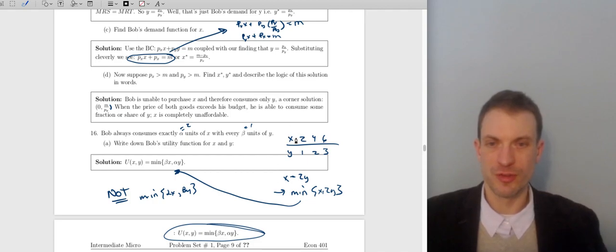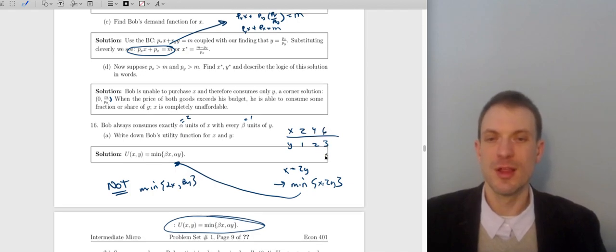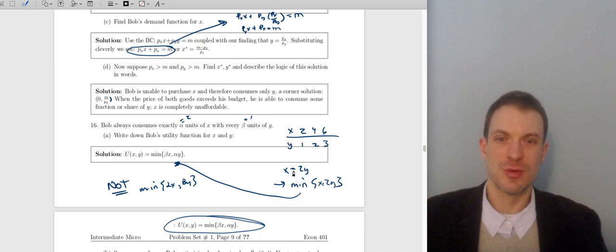Let's list all the bundles that Bob would find acceptable. Literally 2 cookies, 1 coffee; 4 cookies, 2 coffee; 6 cookies, 3 coffee. This gives rise to x being x, 2 being twice y, right? 2 is 2 times 1. Replace the equal sign with a comma to get my preferences.